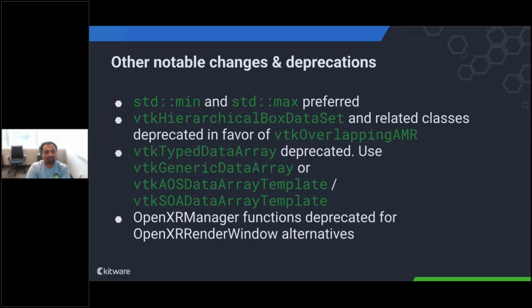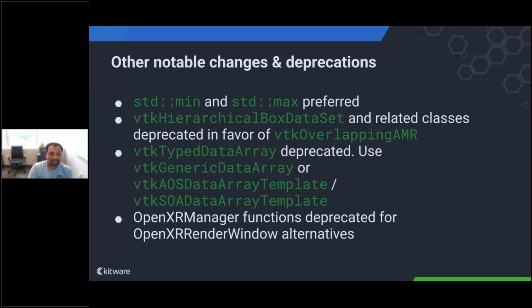Some other minor but notable changes and deprecations. VTK continues to use the STL, the C++ STL library, as much as possible. There were some custom implementations of min and max, like in the extent splitter class, that have since been ported to using the STL versions of those functions. Hierarchical box dataset and its similar classes have been deprecated in favor of VTK overlapping AMR.